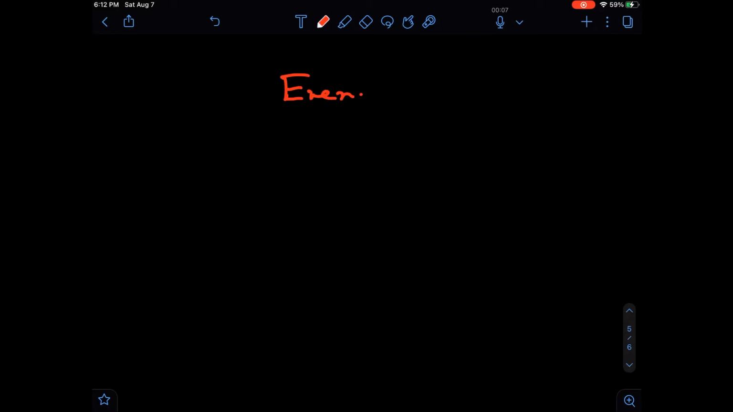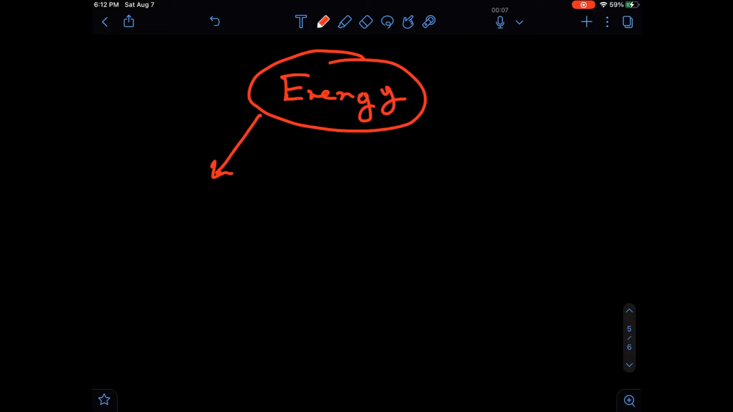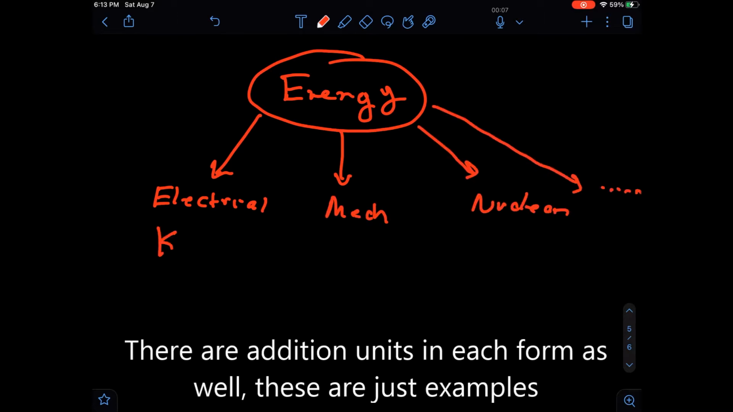So energy itself can come in various different forms. You can have electrical energy, you can have mechanical energy, you can have nuclear energy. Electrical is usually in kilowatt hours, mechanical newtons, and nuclear is some type of radiation measurement.